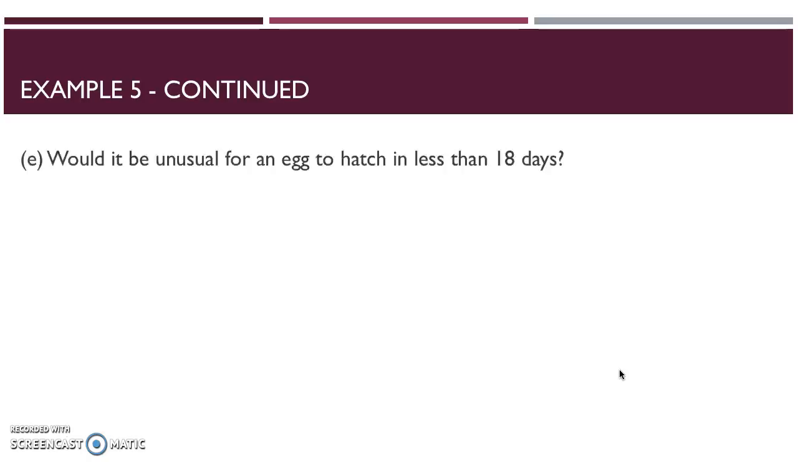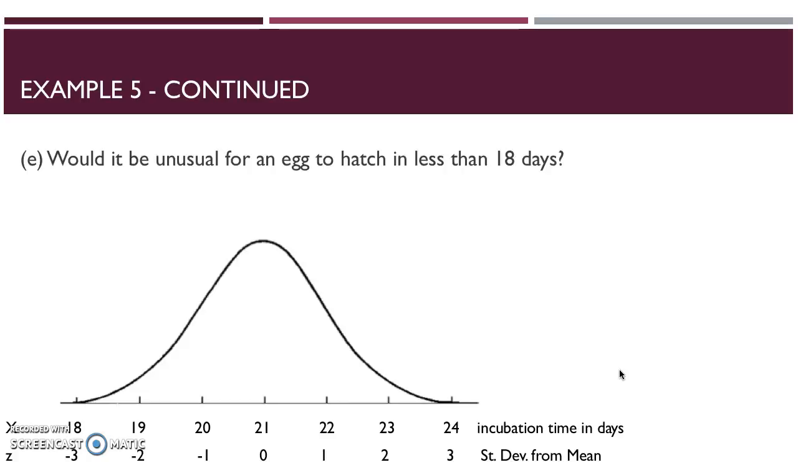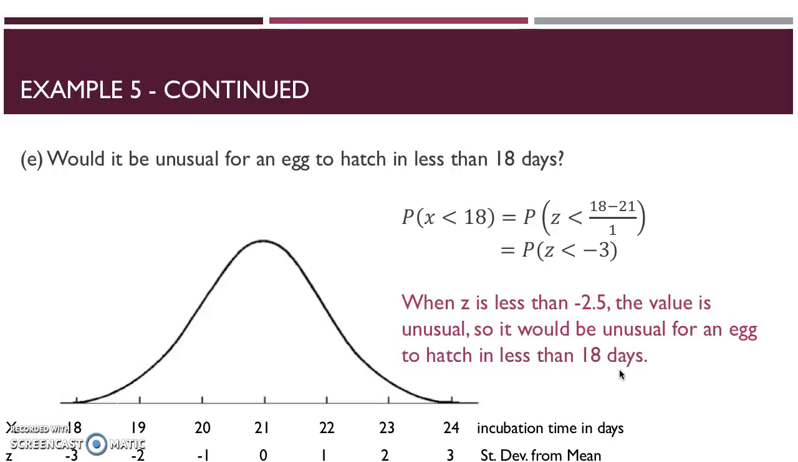If I want to decide if it's unusual for a value, what I would do is I can just look at the z-score. If I want to see if it's unusual for an egg to hatch in less than 18 days, I would change 18 to a z-score using the mean and standard deviation, and I get that z is -3. From chapter 3, we learned that any value that's more than 2.5 standard deviations away from the mean is unusual. This value is more than 2.5 standard deviations away, so it would be unusual for an egg to hatch in less than 18 days.